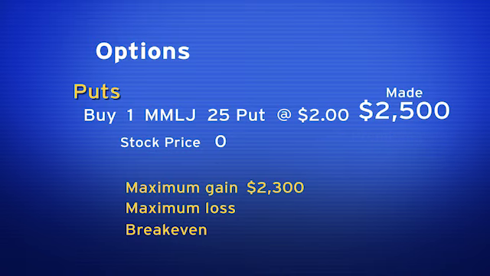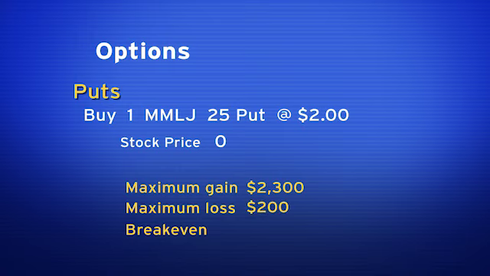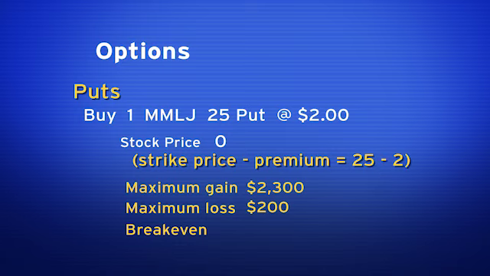$2,300. What's the most I could lose? Well, I buy the option. I'm out that premium. The most that I could lose, the worst that could happen to me, is the stock price could stay the same or go up and the option expire worthless, and I could lose that premium of $200. What's my break even? Put down, strike price minus the premium. So break even would be 25 minus 2, which would be 23. Break even is $23 a share.